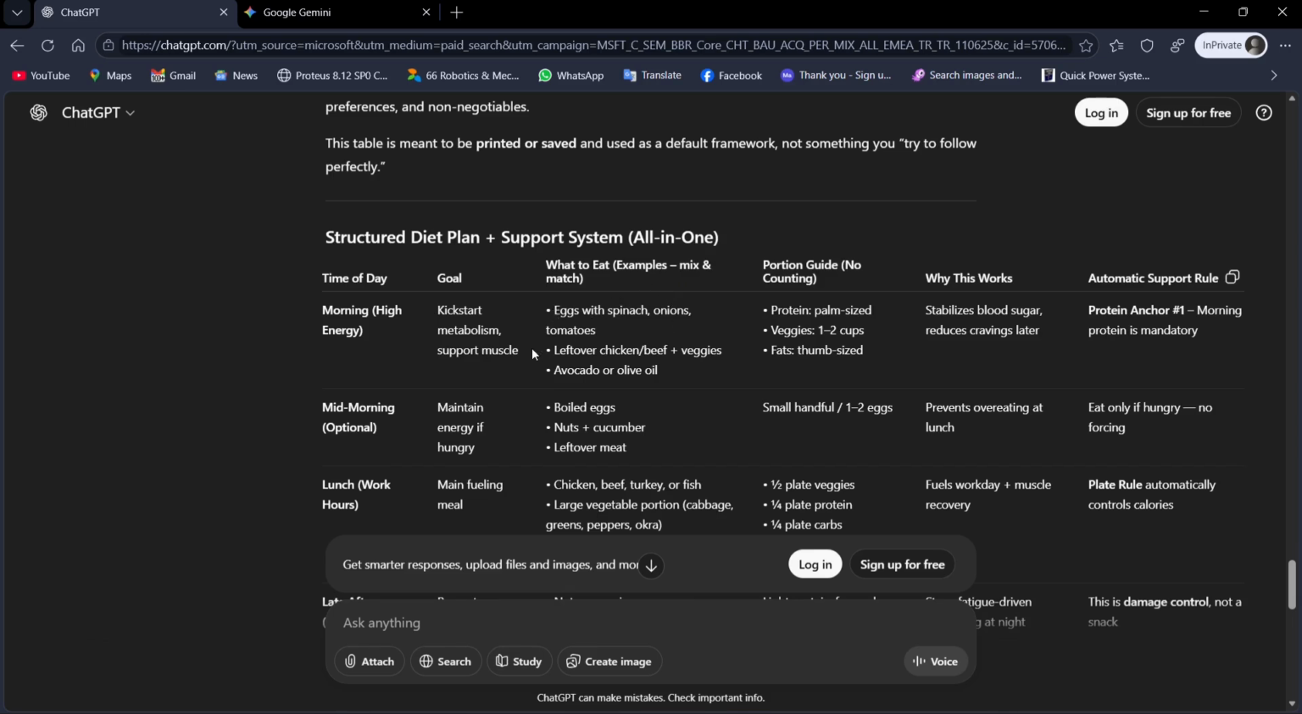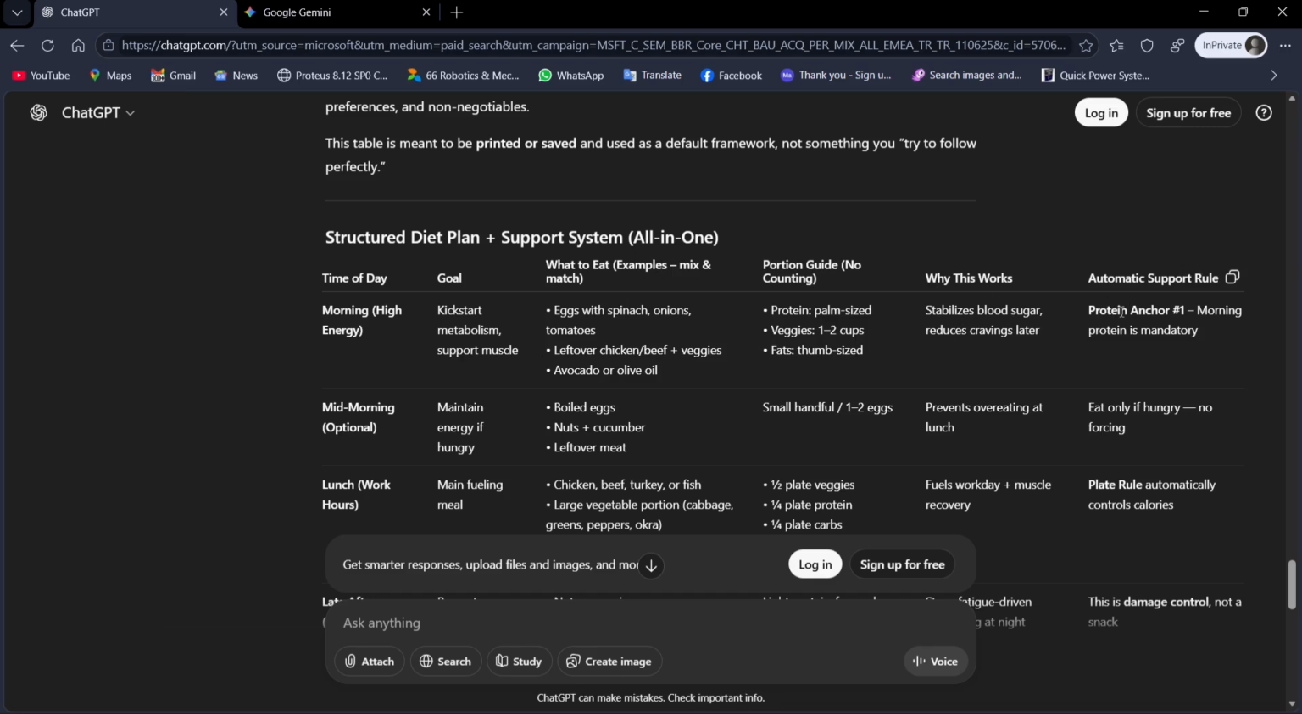Eggs with spinach, onions, tomatoes, leftover chicken plus vegetables. Then it gives a portion guide: protein palm-sized, vegetables 1 to 2 cups, fat thumb-sized. Why this works: it stabilizes blood sugar and reduces cravings later.